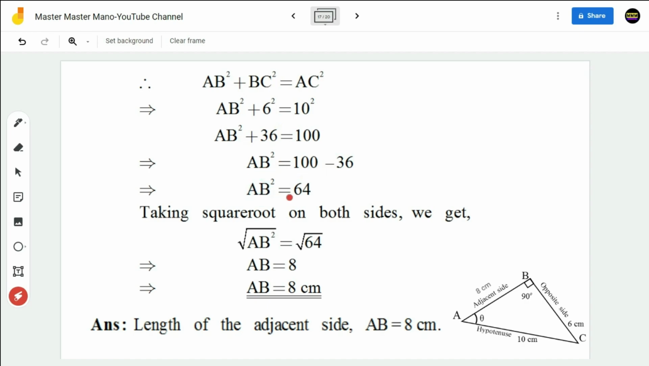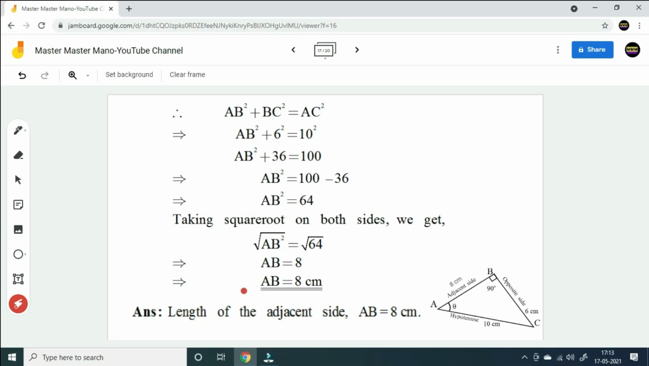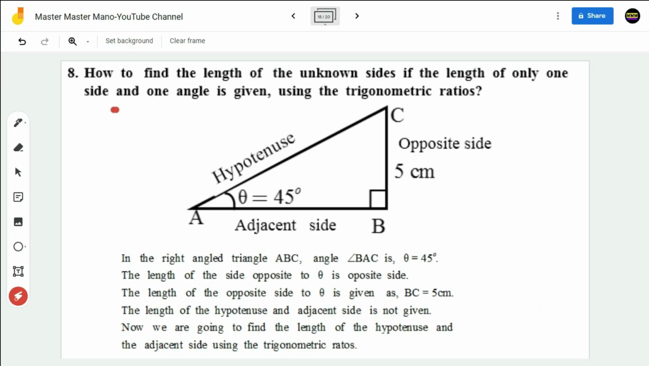Therefore, AB square equal to 100 minus 36 is 64. AB square equal to 64. Taking square root on both sides, we get root of AB square equal to root of 64. When root of AB square is taken out of the root, it will be AB equal to root of 64, which can be written as 8. That is, AB equal to 8 cm. Hence, we have found the length of the adjacent side AB as 8 cm by Pythagoras theorem.